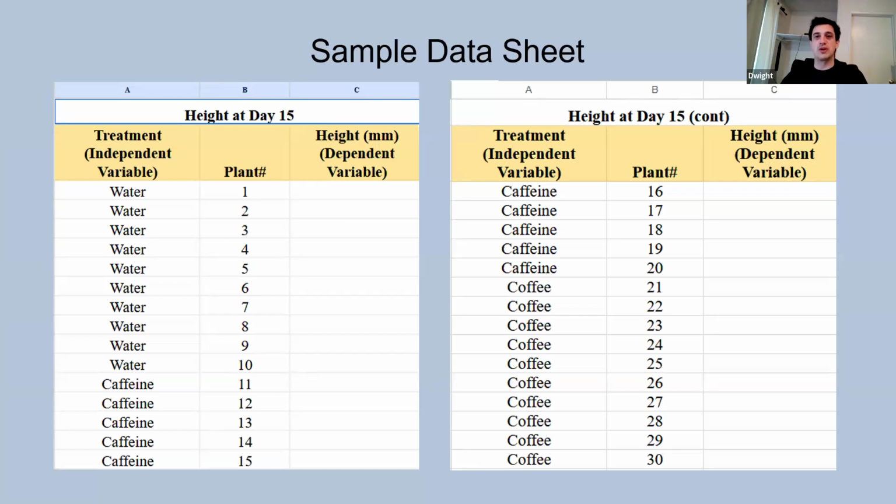At the start of the experiment, we can fill in the values for the treatment in column A and the plant number in column B, but we can't yet fill in the values for height in column C because we have to wait until day 15 to measure the plant heights. We still keep that column reserved for data values we will fill in later. Next slide.